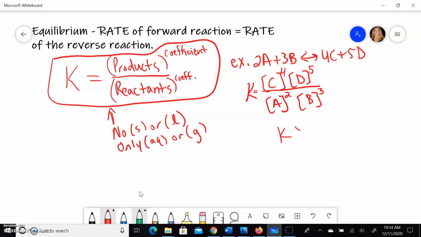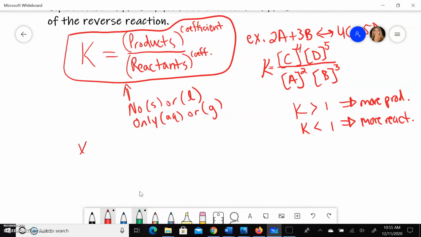If K ends up being greater than 1, it means you have more products. If K is less than 1, you have more reactants once it's reached equilibrium. And keep in mind that temperature is the only thing that will change K.